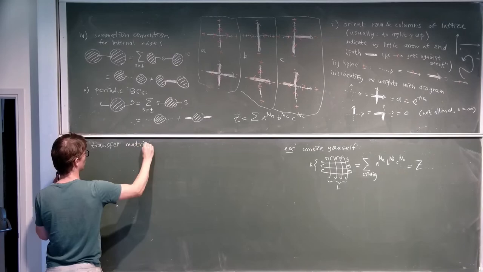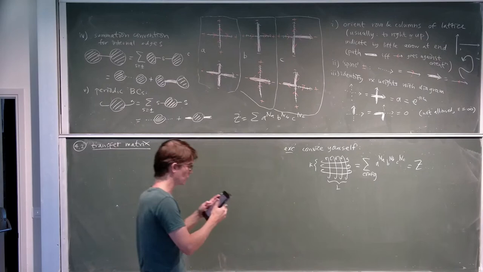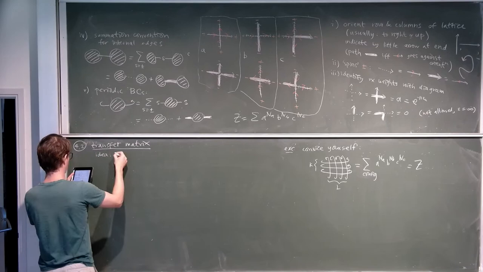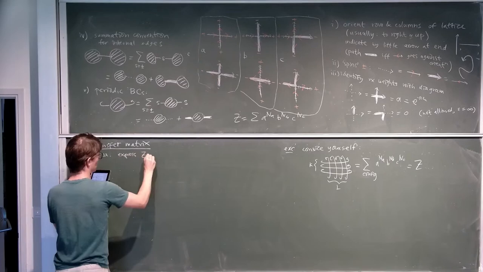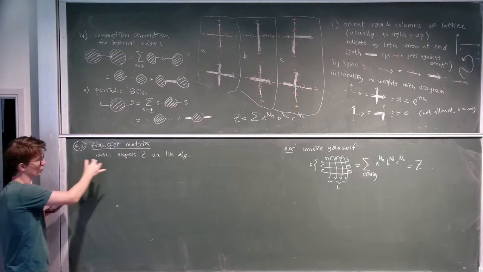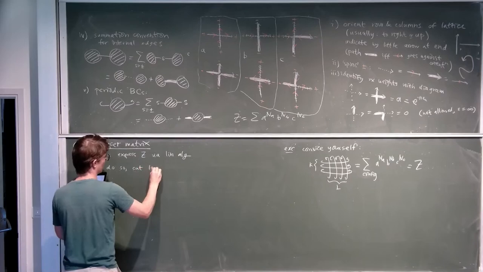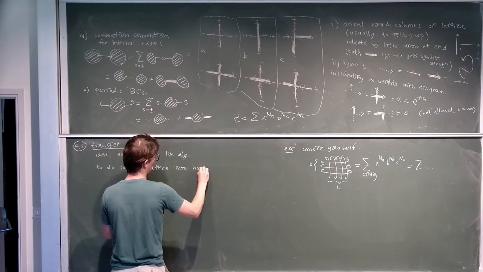So the strategy to understand this partition function will be to cut up this lattice into smaller pieces. What it will give us eventually, so really the idea, is we're going to express the partition function Z in terms of linear algebra, which of course is good. Then you can just put it in a computer and you can at least compute examples. And to do this, we're going to cut up this lattice in some ways. To do so, cut the lattice into slices horizontally, so horizontal slices.